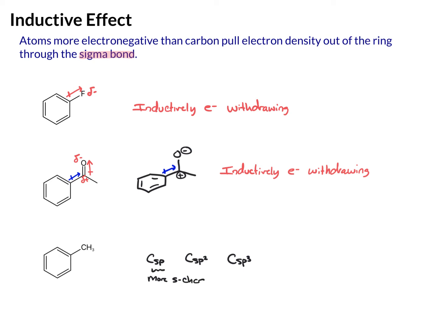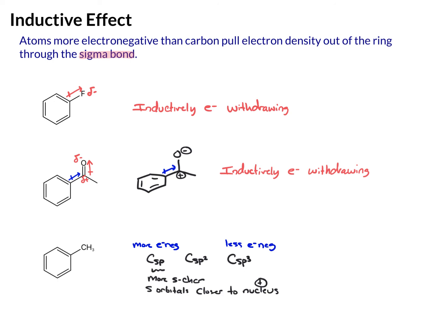And remember that s orbitals are closer to the nucleus. And that nucleus is positively charged because it has the protons. So for that reason, electrons are pulled and held more tightly in the sp orbitals. So effectively, an sp hybridized carbon is more electronegative. An sp3 hybridized carbon is less electronegative.